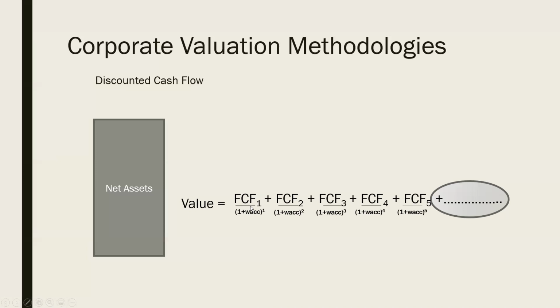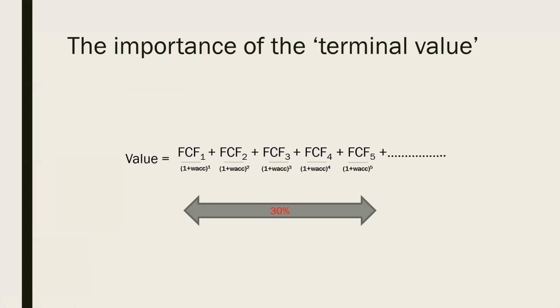Now, typically we can forecast maybe 5 years accurately, in some cases less, in some cases we need to go more. But most companies last longer than 5 years. And so what we're really concerned about is this little circle at the end here, which we refer to as the terminal value.